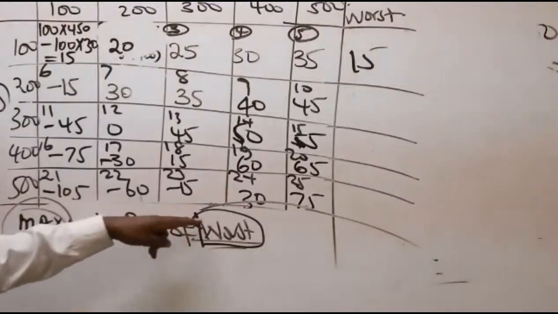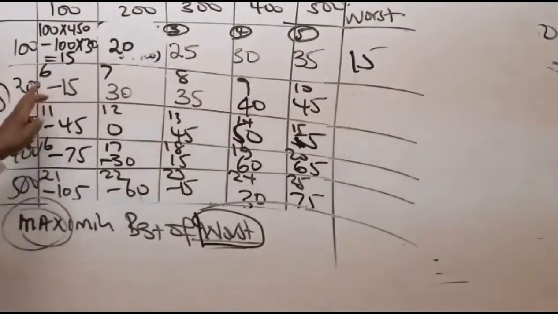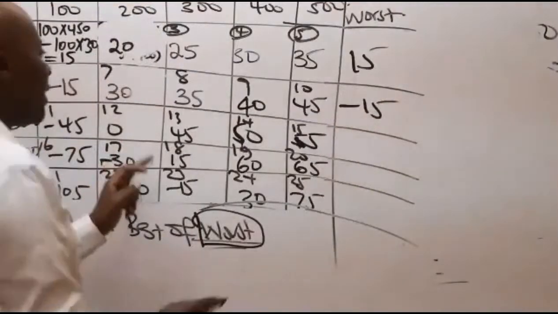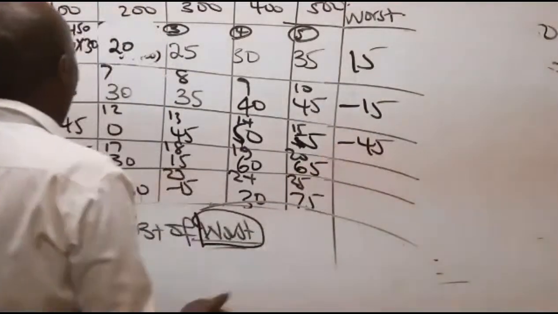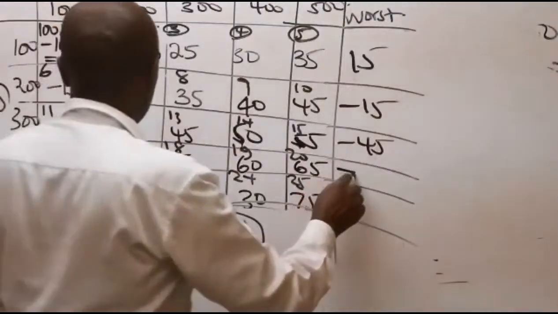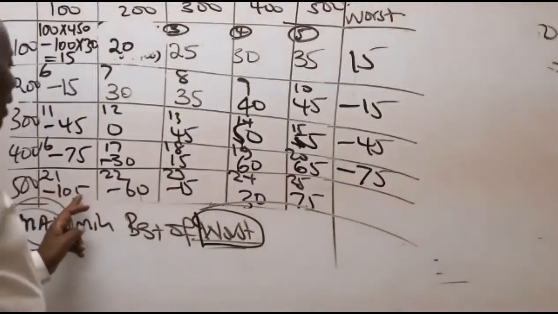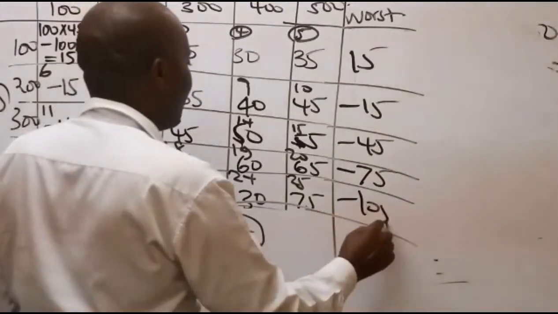Normally we start with the second bit, the worst. So we have this one here, the very worst here is negative 15. The very worst here is negative 45. The very worst, ladies and gentlemen, is negative what here? 75. The very worst here is negative 105, the very lowest.